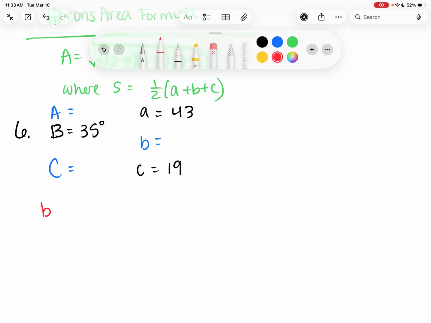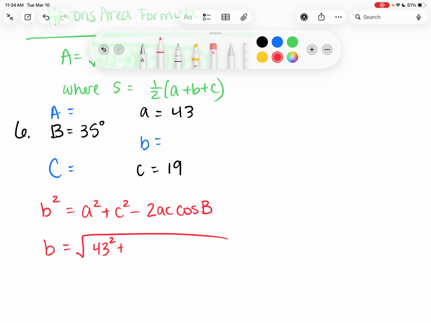So B squared is equal to, I'm just going to rewrite the formula, A squared plus C squared minus 2AC cosine B. At this point, I'm just going to plug stuff in. I usually go ahead and write the square root of the whole thing, because you have your calculator. Again, make sure you're still in degree mode, which you should be unless you've been reviewing radians for some reason. So we got the square root of 43 squared plus 19 squared minus 2 times 43 times 19 times the cosine of 35.